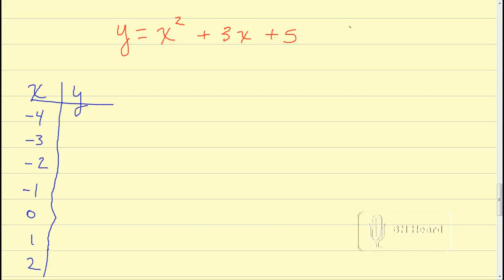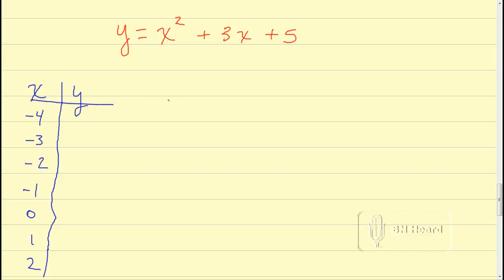We're often given an equation, in this case a quadratic equation, and we are asked to graph it. One way we can graph this is simply by selecting points. In this case, let's say we were given y equals x squared plus 3x plus 5, and we were asked to find the corresponding y values for x equals -4, -3, -2, -1, 0, 1, and 2.